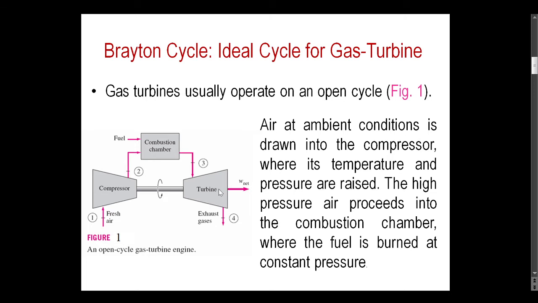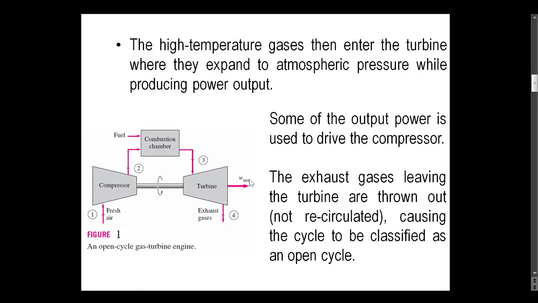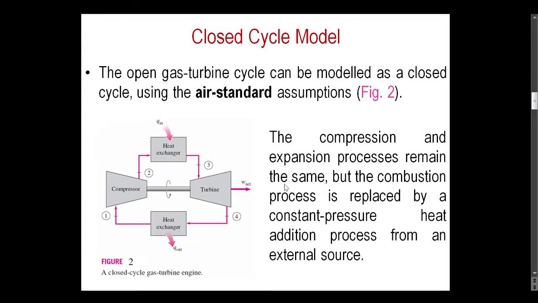Part of this turbine work is supplied to the compressor. That's why we call it W net, which is equal to turbine work minus compressor work, and the exhaust gases are released into the atmosphere. So that is the explanation of how the open cycle gas turbine, the open cycle Brayton cycle, works. The other type of Brayton cycle is the closed cycle model.